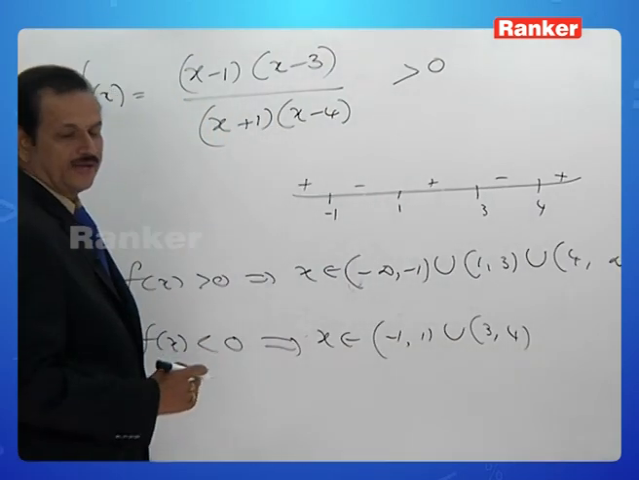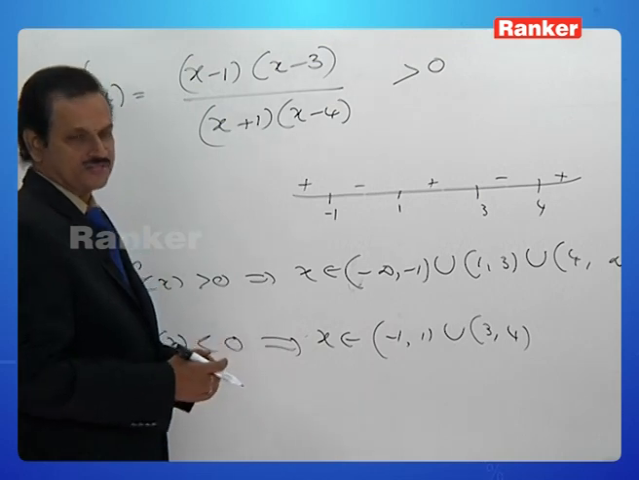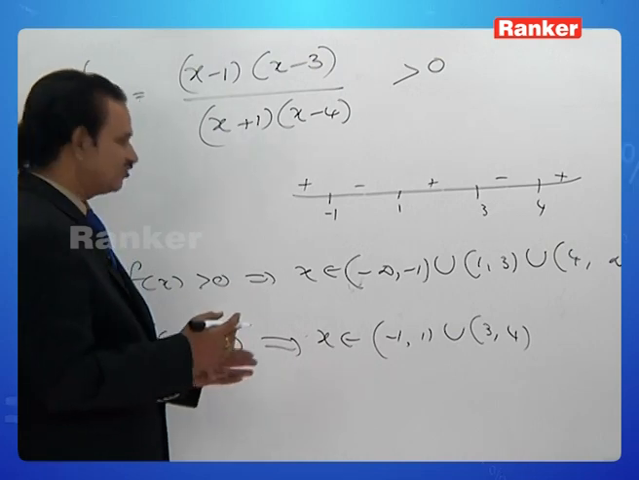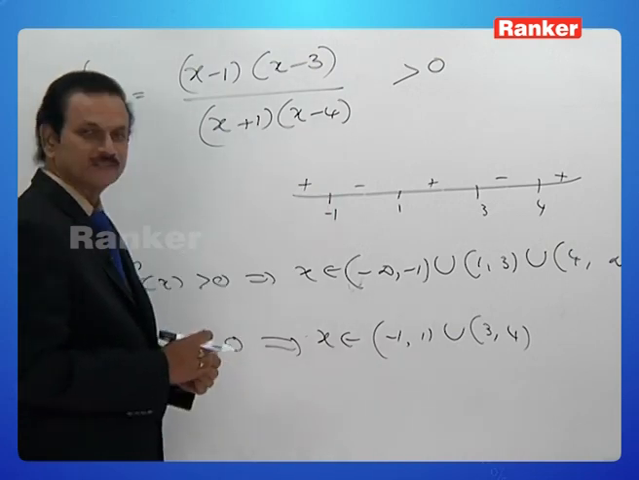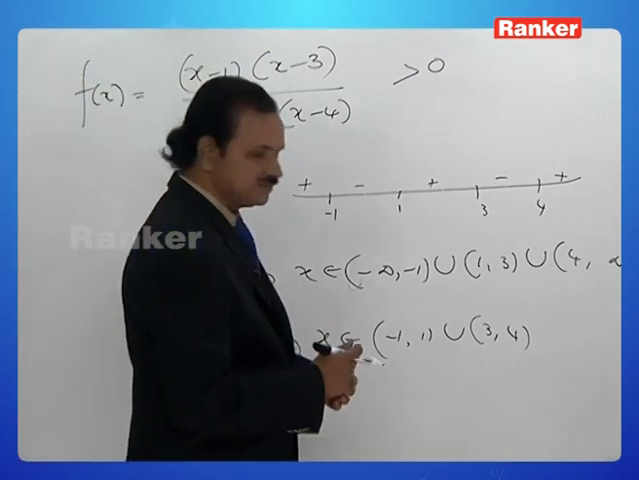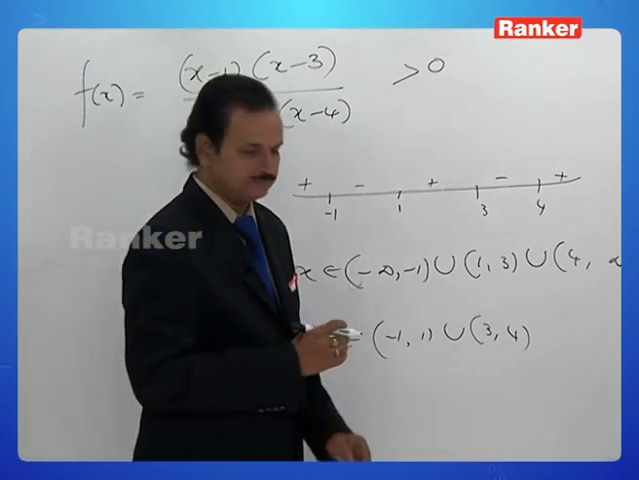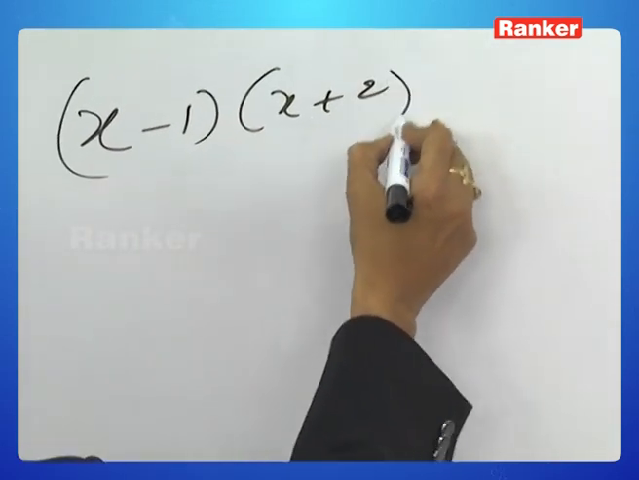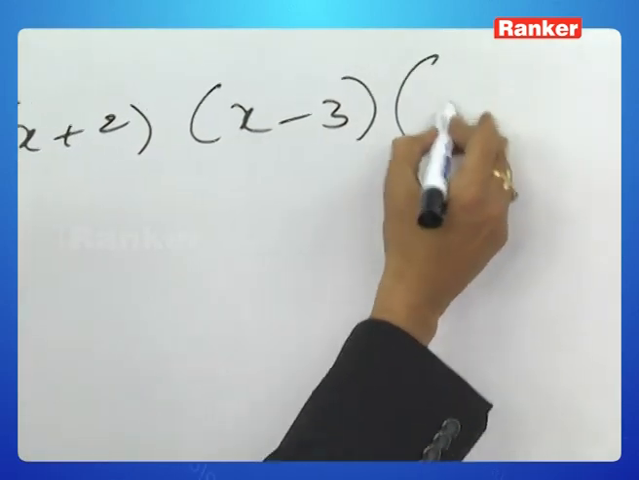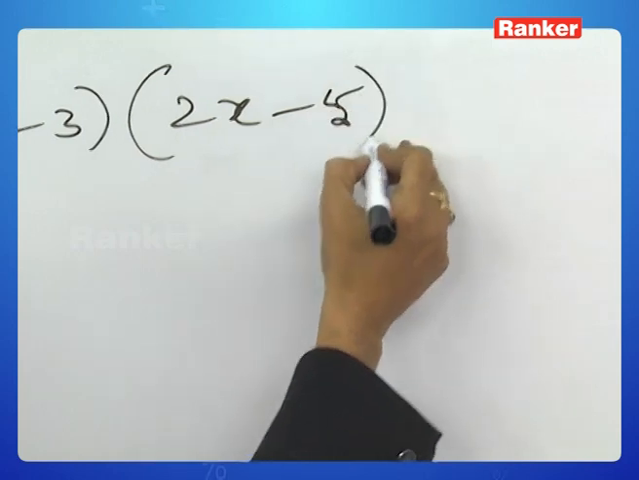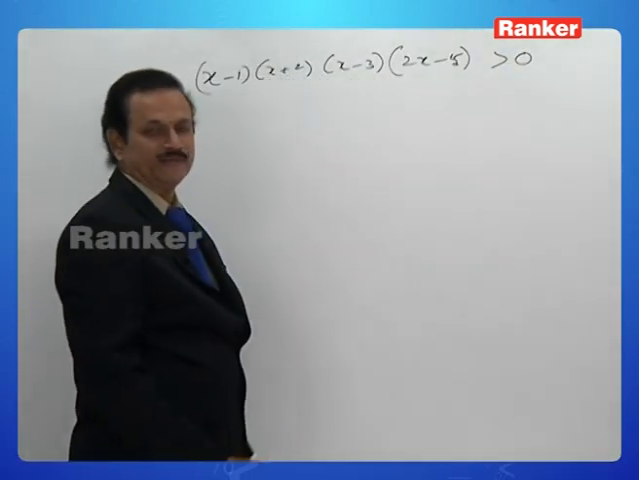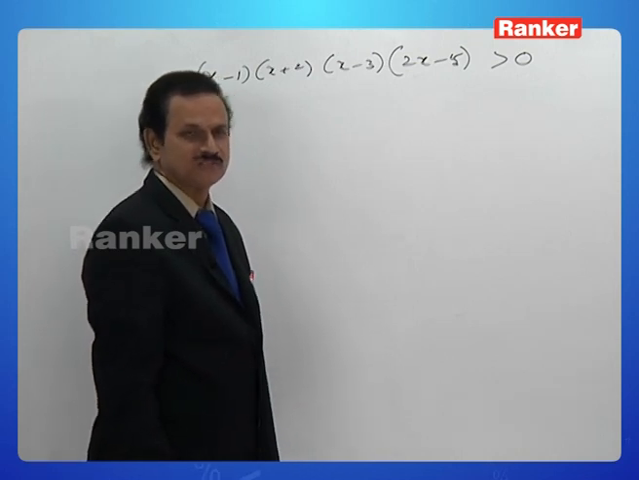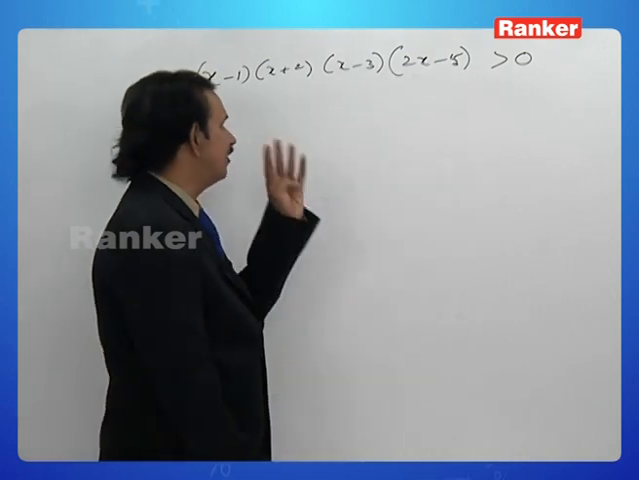Not only like this, a cubic expression, a biquadratic expression, a polynomial expression involving greater than 0 or less than 0 can also be solved in a similar fashion using the technique. Well, let us see such cases now. X minus 1 into x plus 2 into x minus 3 into 2x minus 5 greater than 0. Solve it. It is not quadratic. Even then we will be able to solve it because it is factorized. It is supposed to have 4 different factors.